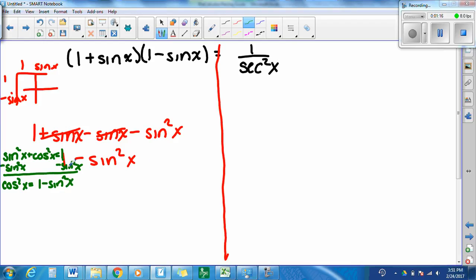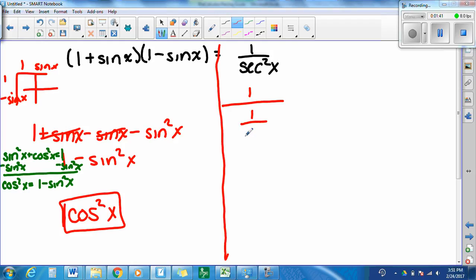So instead of 1 minus sine squared x, I can turn the left-hand side into cosine squared x because they are equivalent. So the left-hand side will be cosine squared x. On the right-hand side, there are actually two trig identities you could use. I could either say, hey, I recognize secant. So this is going to be 1 over, and then secant is 1 over cosine.